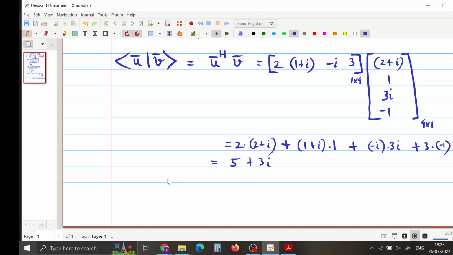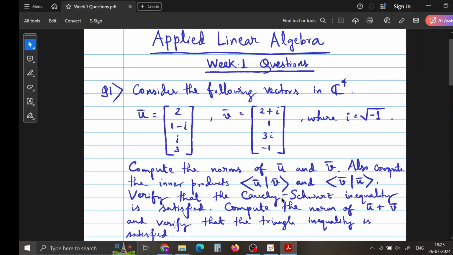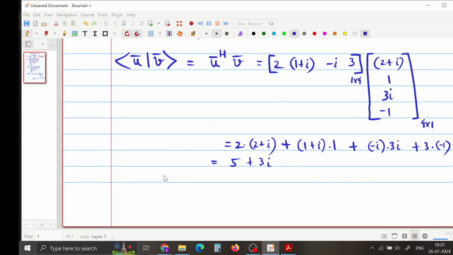Fine. Now in the next part, you have been asked to verify the Cauchy-Schwarz inequality. In the Cauchy-Schwarz inequality, we saw that the inner product is upper bounded by the product of the norms of the individual vectors. So in this case, the absolute value of the inner product of u and v is less than or equal to the product of the norm of v and the norm of u, right? So that's the statement of the Cauchy-Schwarz inequality. In order to check that, first let us find the magnitude, or the absolute value, of this inner product. So I'll just take the magnitude of this.